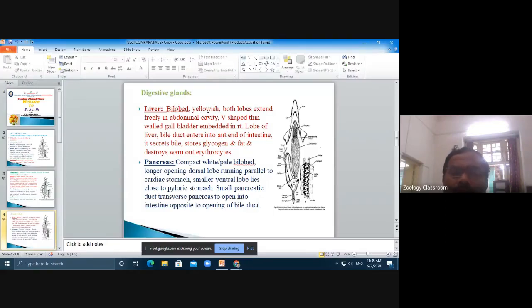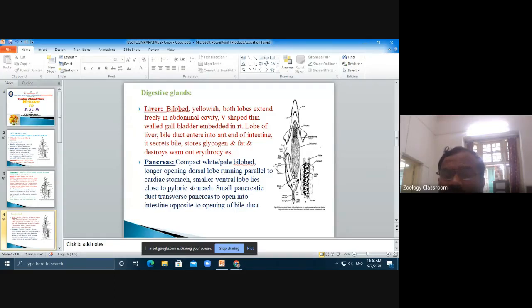So the pancreatic duct, which arises from the pancreas, further fuses with the bile duct, and these commonly open. Further, the ducts which arise from the pancreas are called the pancreatic duct.